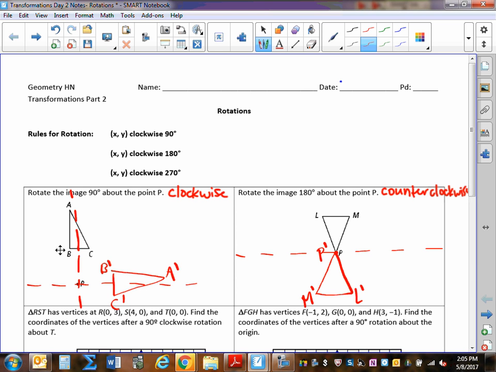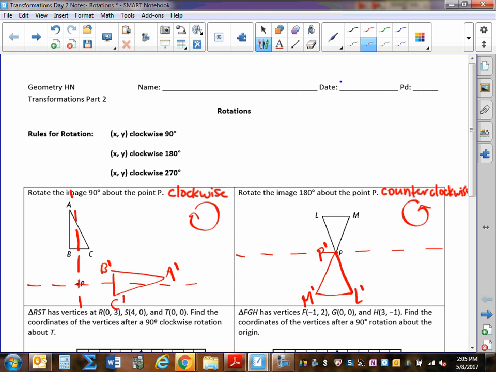So clockwise, remember, is this direction, counterclockwise this direction. Now what if I asked you to rotate this 180 degrees clockwise? What would you end up with? It's the same thing. Clockwise, counterclockwise, 180 degrees gives you the same result. It's basically halfway around your circle.